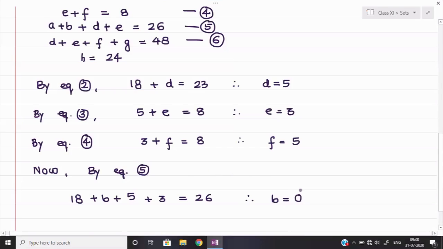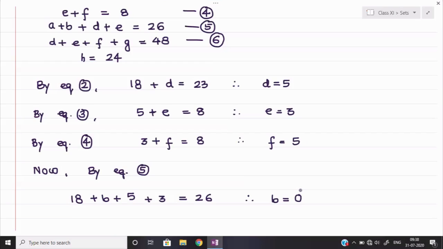Don't worry, it can come. Okay, because maybe in some categories students are not there. So the value of any symbol can come 0, but repeatedly it will not come 0. That will not be possible. But for some values it can be 0. Now B I found. Now let us find out the value of G.